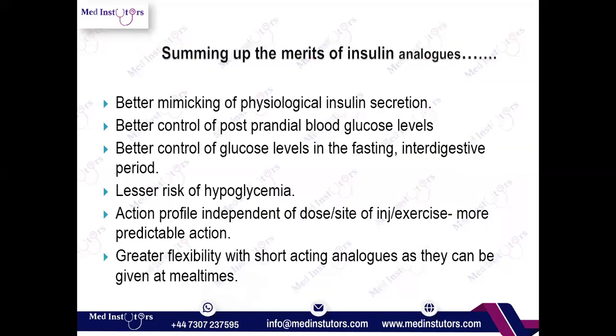Newer insulin pens and newer continuous subcutaneous insulin pumps are there. And we can sum up the merits of insulin analogs. They better mimic physiological insulin secretion, give better control of postprandial blood glucose levels, better control of fasting glucose levels, lesser risk of hypoglycemia, an action profile independent of dose and more predictable, and greater flexibility, as short-acting insulin can be given at mealtime. So these are some of the advantages of insulin analogs compared to regular insulin.